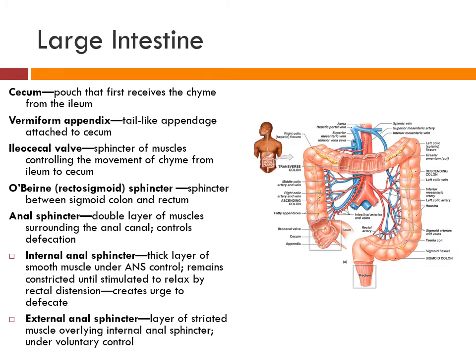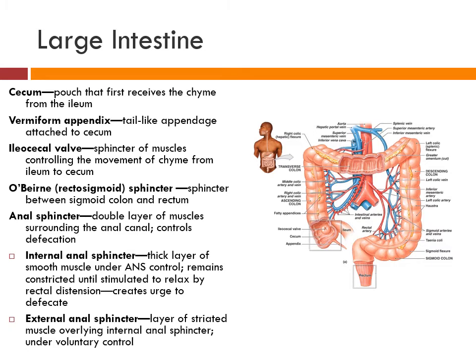All right, so the cecum is this first pouch here, receiving the chyme. The vermiform appendix is right off of that. Here's our appendix there, and the appendix, if you remember, has mostly a lymphatic function. The ileocecal valve is the sphincter that controls the movement of chyme from the ileum into the cecum.